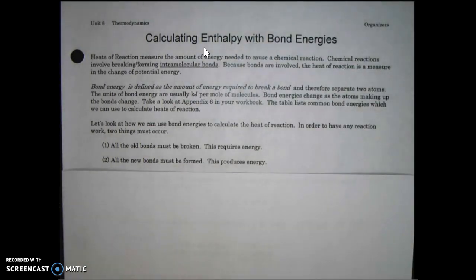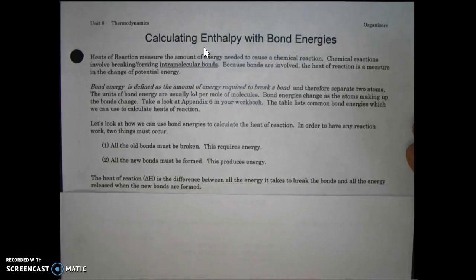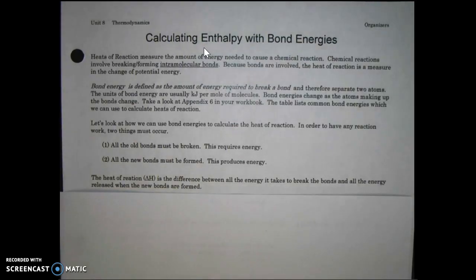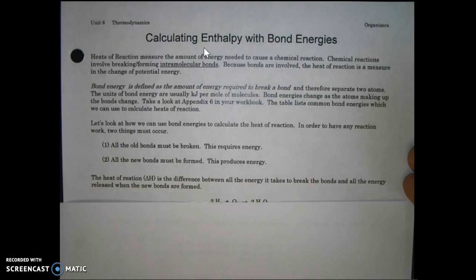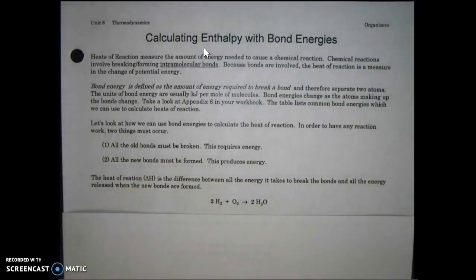And when those new bonds form, bonds are a stabilizing process, so energy is released as those atoms become more stable. So energy to break bonds is endothermic. Energy when bonds form is exothermic. That's the amount of energy that's released. And so really, the delta H, the enthalpy of the reaction, is the difference between how much went in and how much came out. So it's really just a subtraction. But you've got to figure out the total energy on each side. So we're going to start off pretty simple.